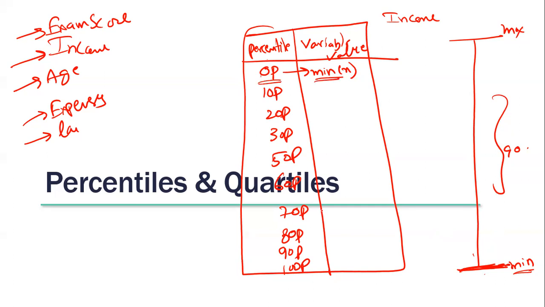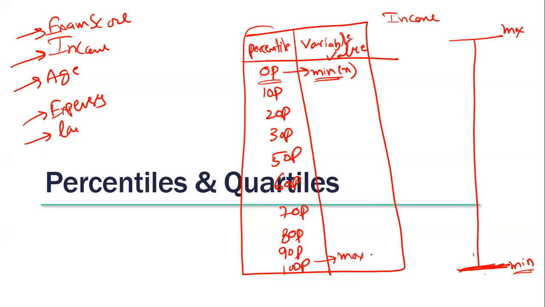Similarly, if I ask for 100 percentile, Python has to find me a point where below it 100% of the data is there. Python has to go to this variable, let's say income, and search for a point below which 100% of the data is there, and nothing is above that. What is that point? Tell me. If you take any variable, that is the max value. 100% of the data is below the max value.